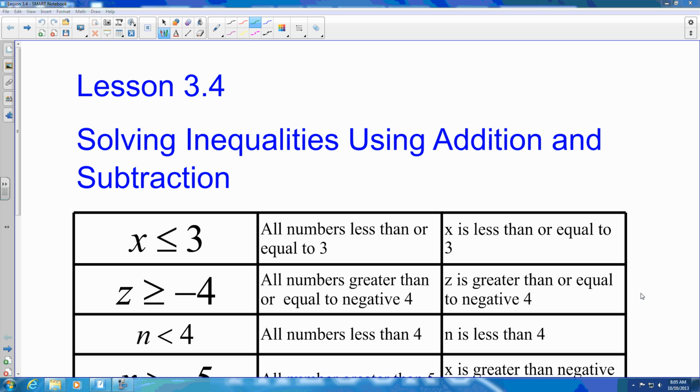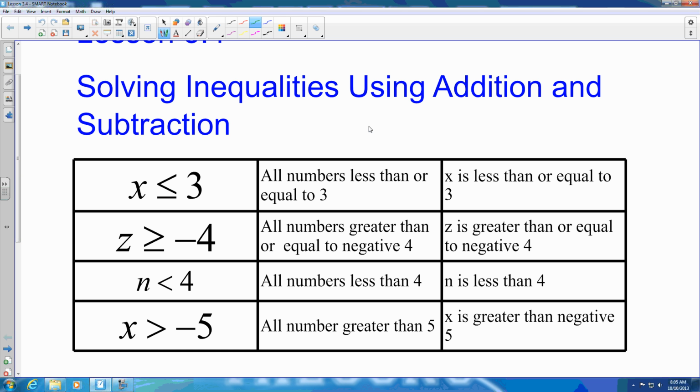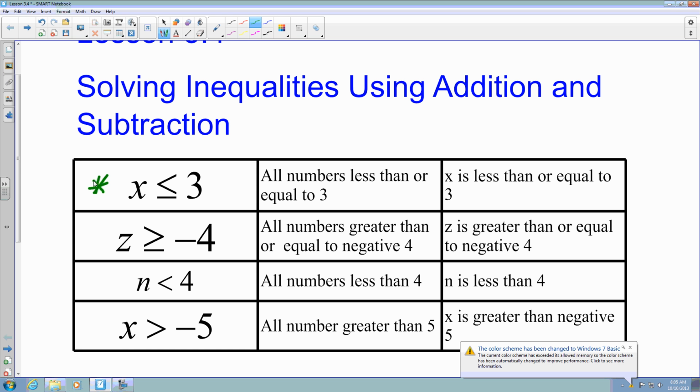Now, inequalities are represented 4 different ways, and it can be shown on the chart here. If you look here, this inequality is called x is less than or equal to 3. So anytime you see the alligator opening up towards the right side number and it has a line underneath it, we can say that that is less than or equal to.